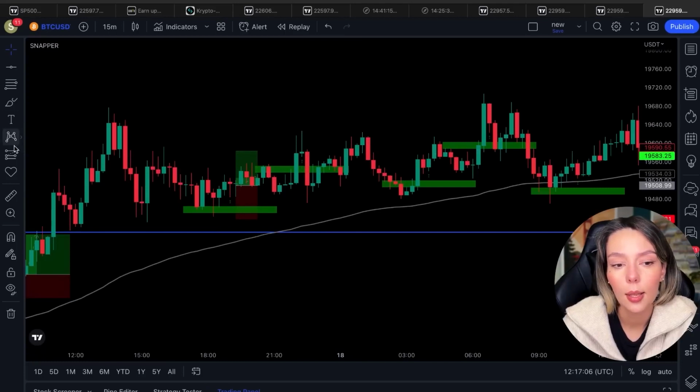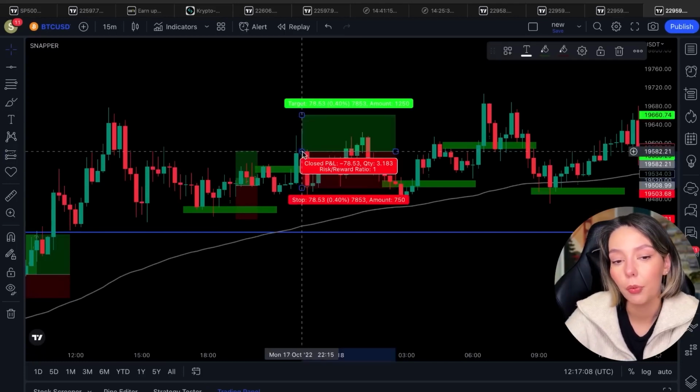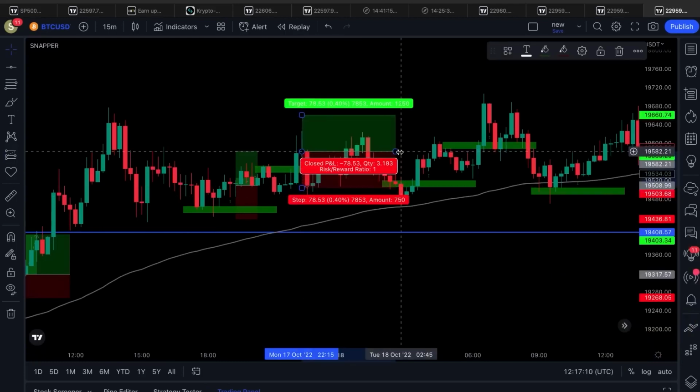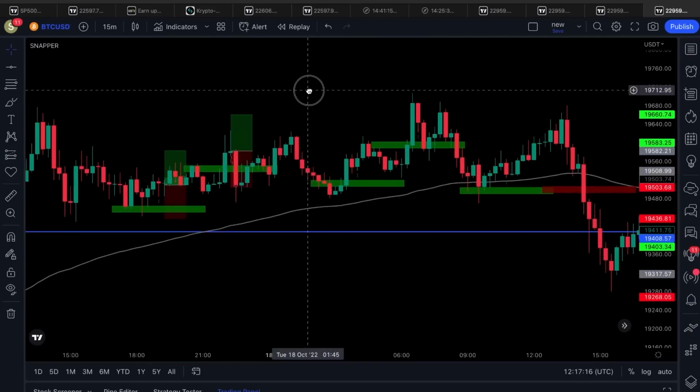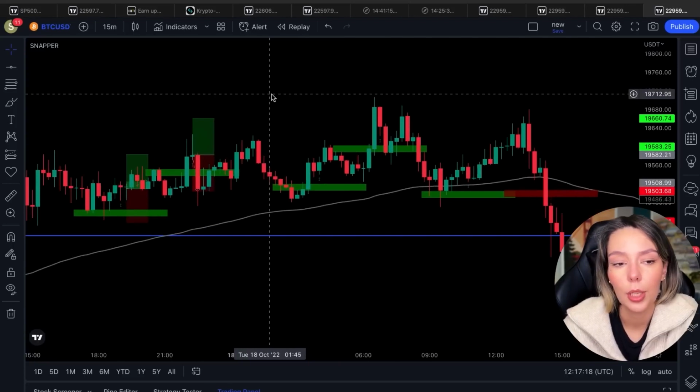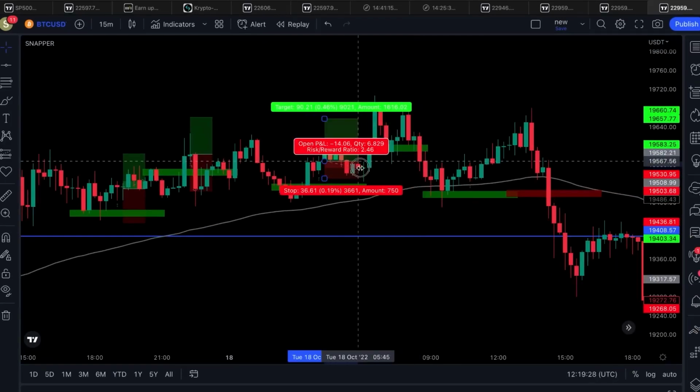Wow, this is another buy signal, but we were stopped out. Now let's take this remaining trade opportunity. I will speed it up a little bit.